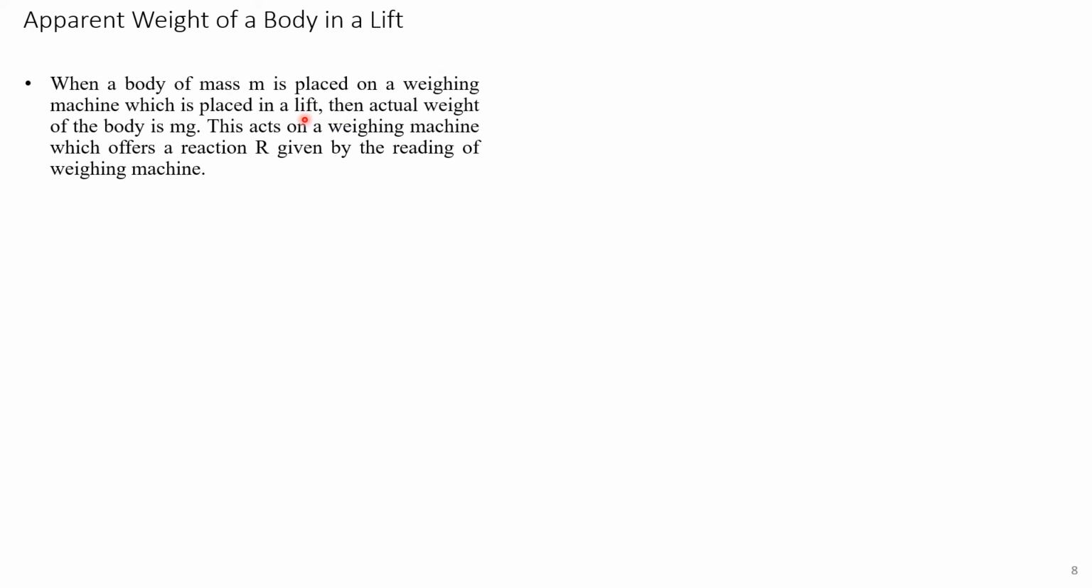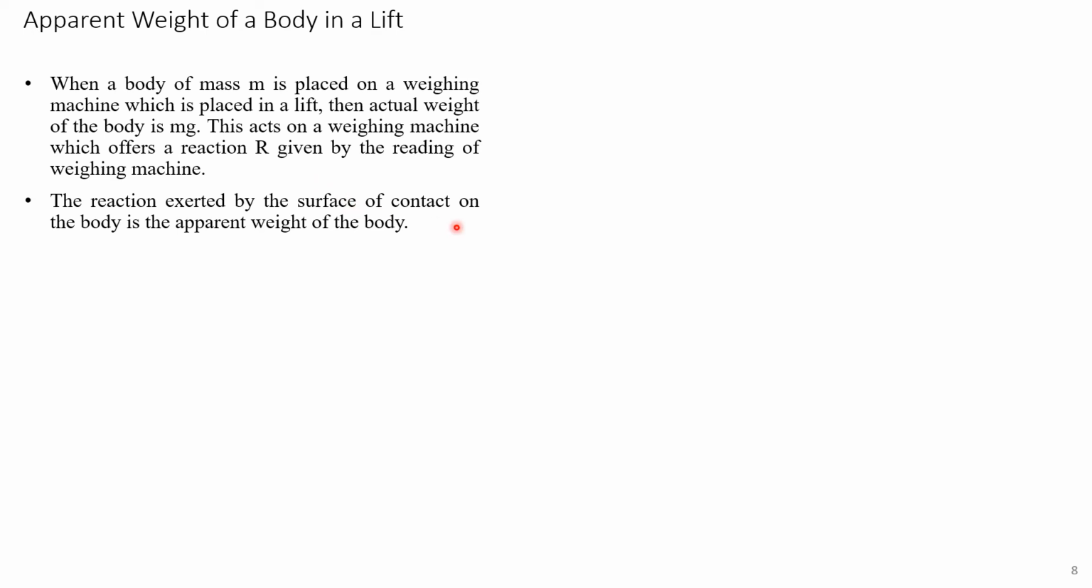When a body of mass m is placed on a weighing machine which is kept in a lift, please underline, the actual weight of the body is mg. This acts on the weighing machine, which offers a reaction R given by the readings of the machine. You know that a lift moves vertically up and vertically down, hence the forces will be acting in different directions. The reaction exerted by the surface of contact on the body is the apparent weight of the body.